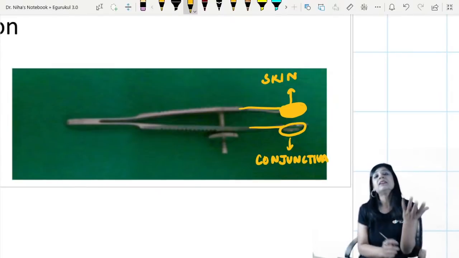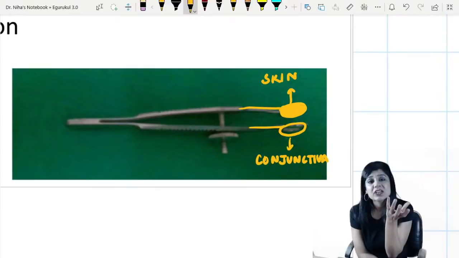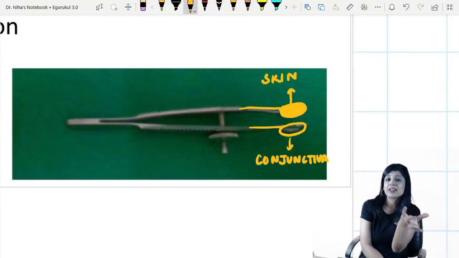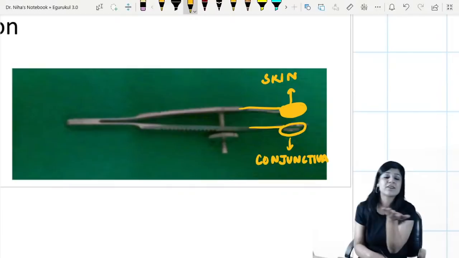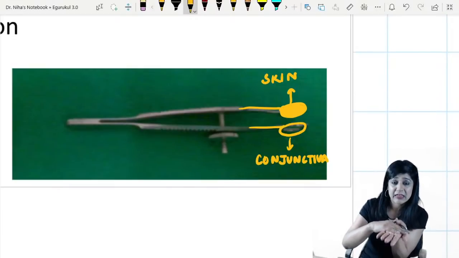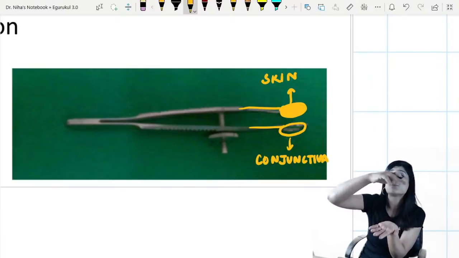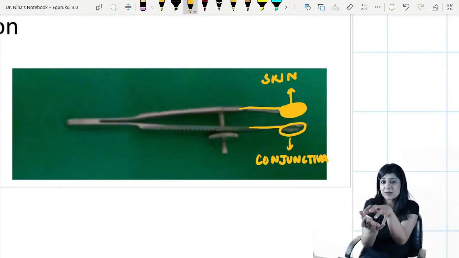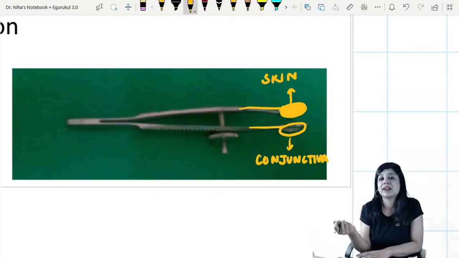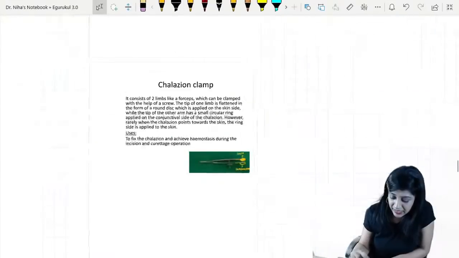You could be asked which is your skin side and which side is used on the conjunctiva. The solid one you will use on the skin, and the hollow ring will be used over the conjunctiva. When you are stabilizing, over that you are using the cutting. So that is your Chalazion clamp.